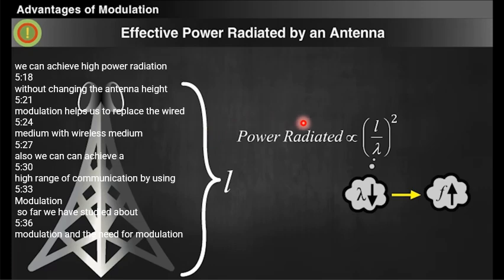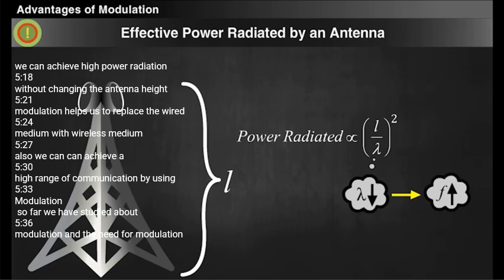The modulation helps us to replace the wired medium with a wireless medium. Also, we can achieve a high range of communication by using modulation. So these are some of the aspects of why we go for modulation.